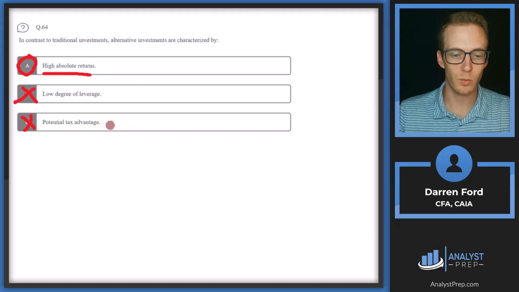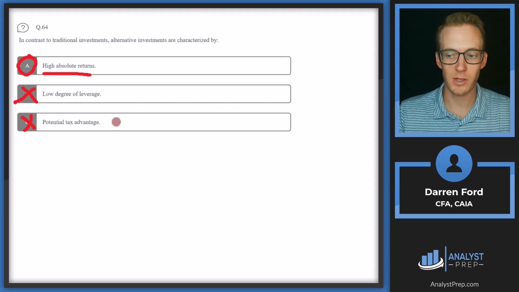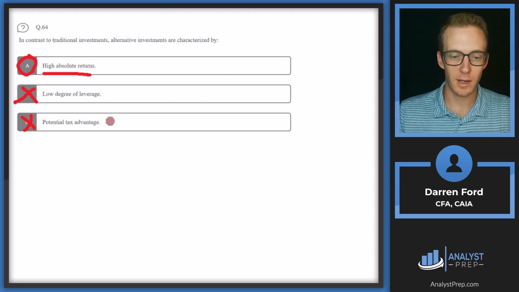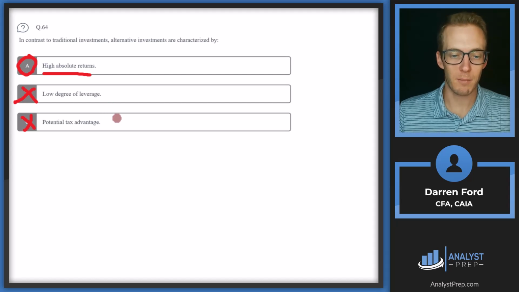Potential tax advantage, real estate is really the only one, or if you're looking at something like tax-aware long short hedge funds, they could have tax advantages, but in general, private credit isn't going to be very tax advantaged because it's going to distribute high income, which real estate could potentially too. And private equity could have high returns, but they also end up having some forced distributions, which you'll end up realizing gains. So they're not necessarily more tax efficient than traditional investments.